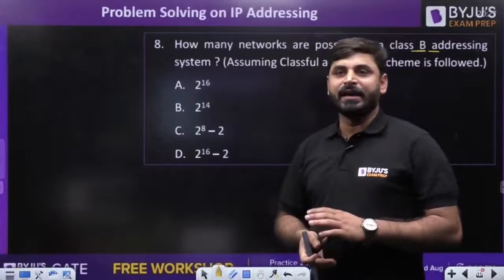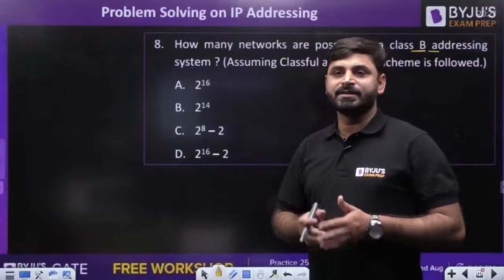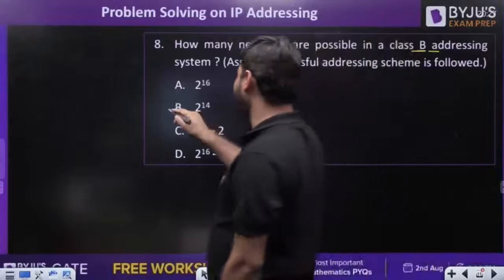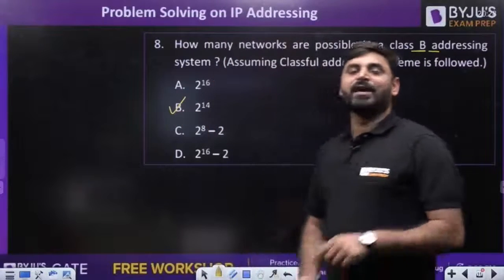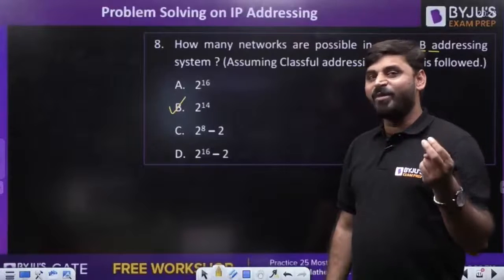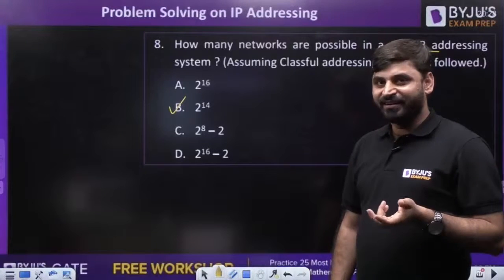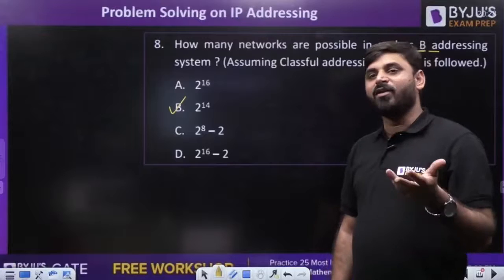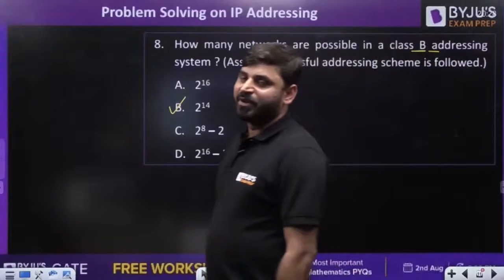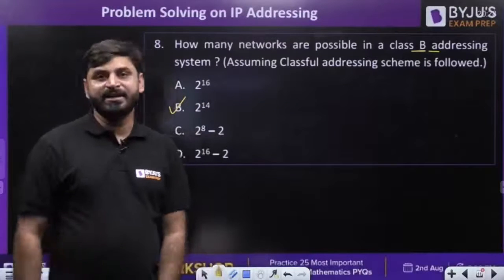Nisa is saying B, Akhila, Anand, Priyanka, Sakshi, Ikra, Surya, everyone. Yes, number of networks is 2 power 14 here. In class B, network ID has how many bits? 16 bits, but 2 bits are already fixed. So the remaining bits are 14. So the number of networks in class B is always 2 power 14. We already covered this in the last class. It is really very simple.